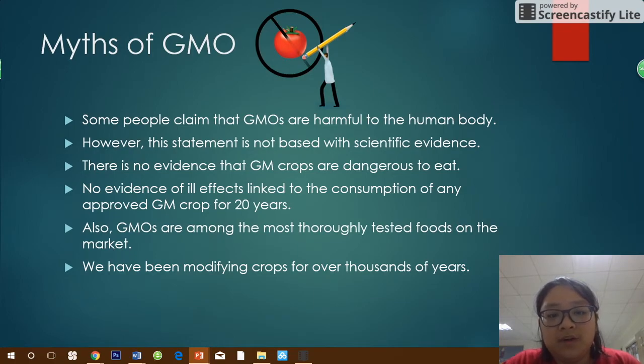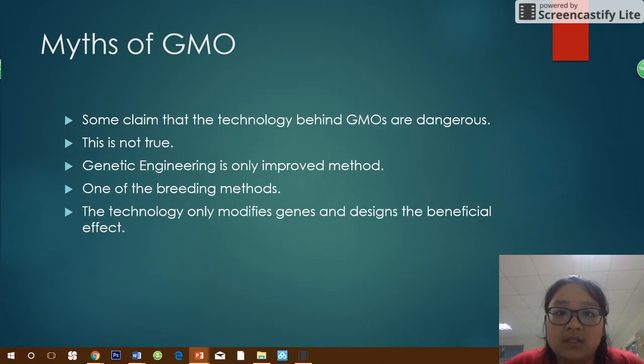Also, we have been modifying crops for thousands of years, and genetic engineering is only another way to do the same thing more efficiently. Therefore, if there were a problem with modifying crops, it would have arisen in the past years since we have been doing it for so long already.